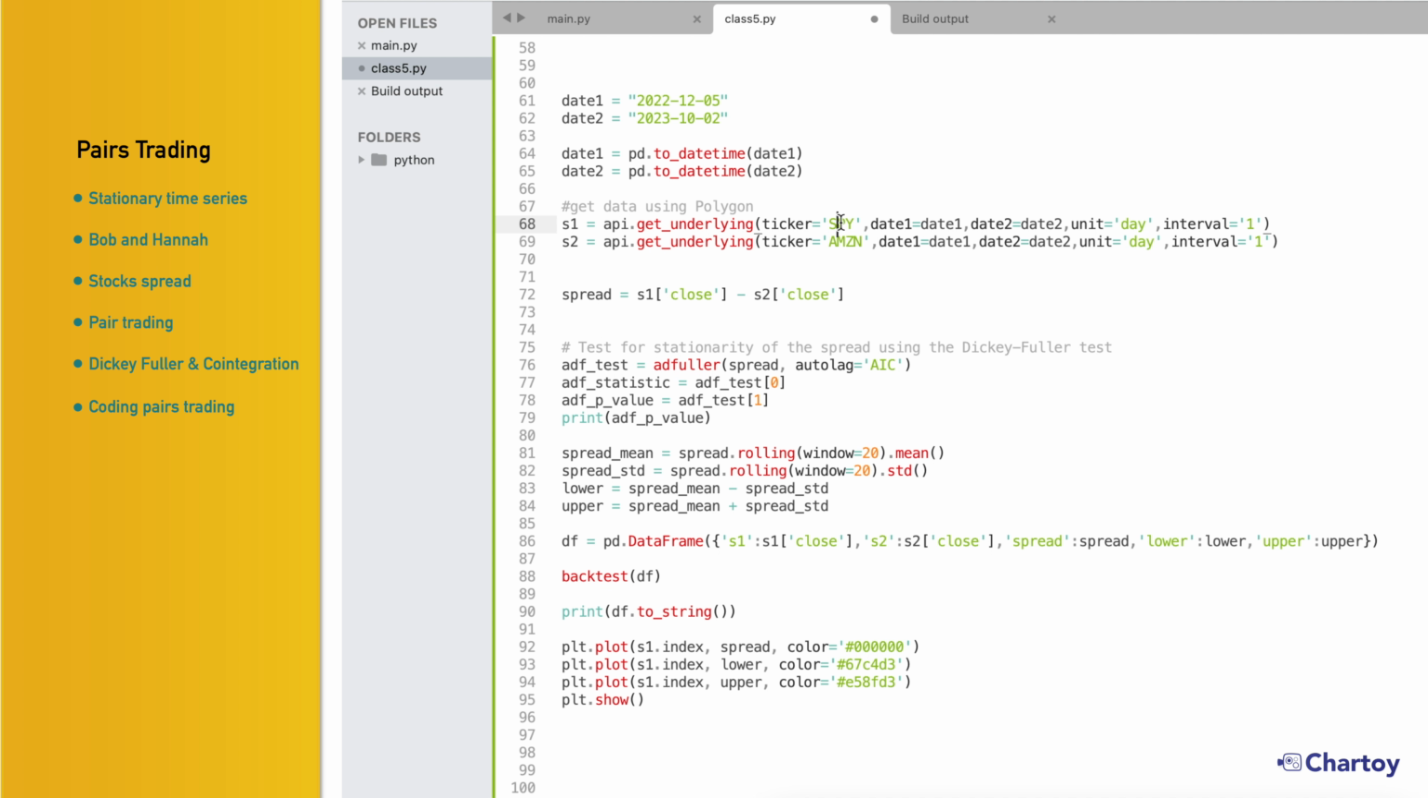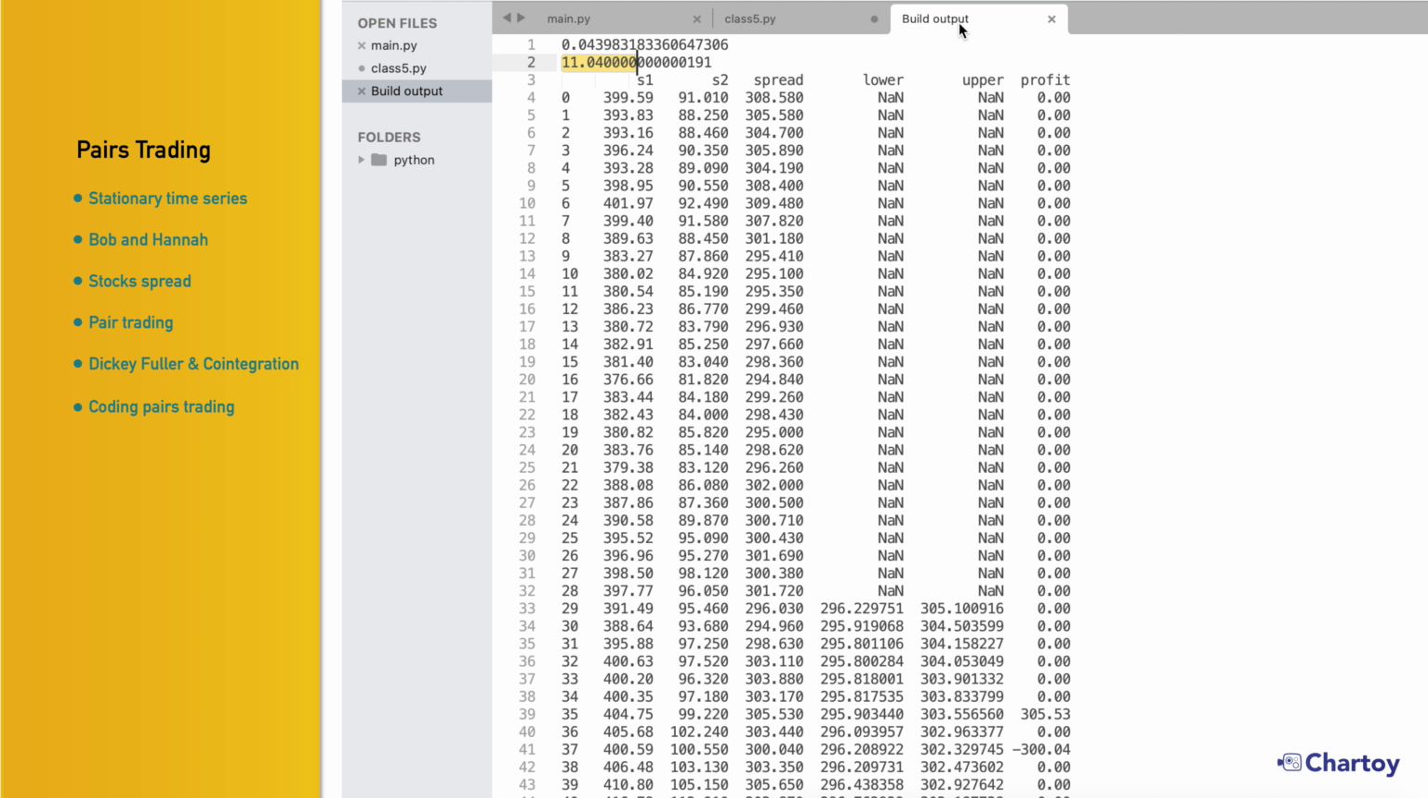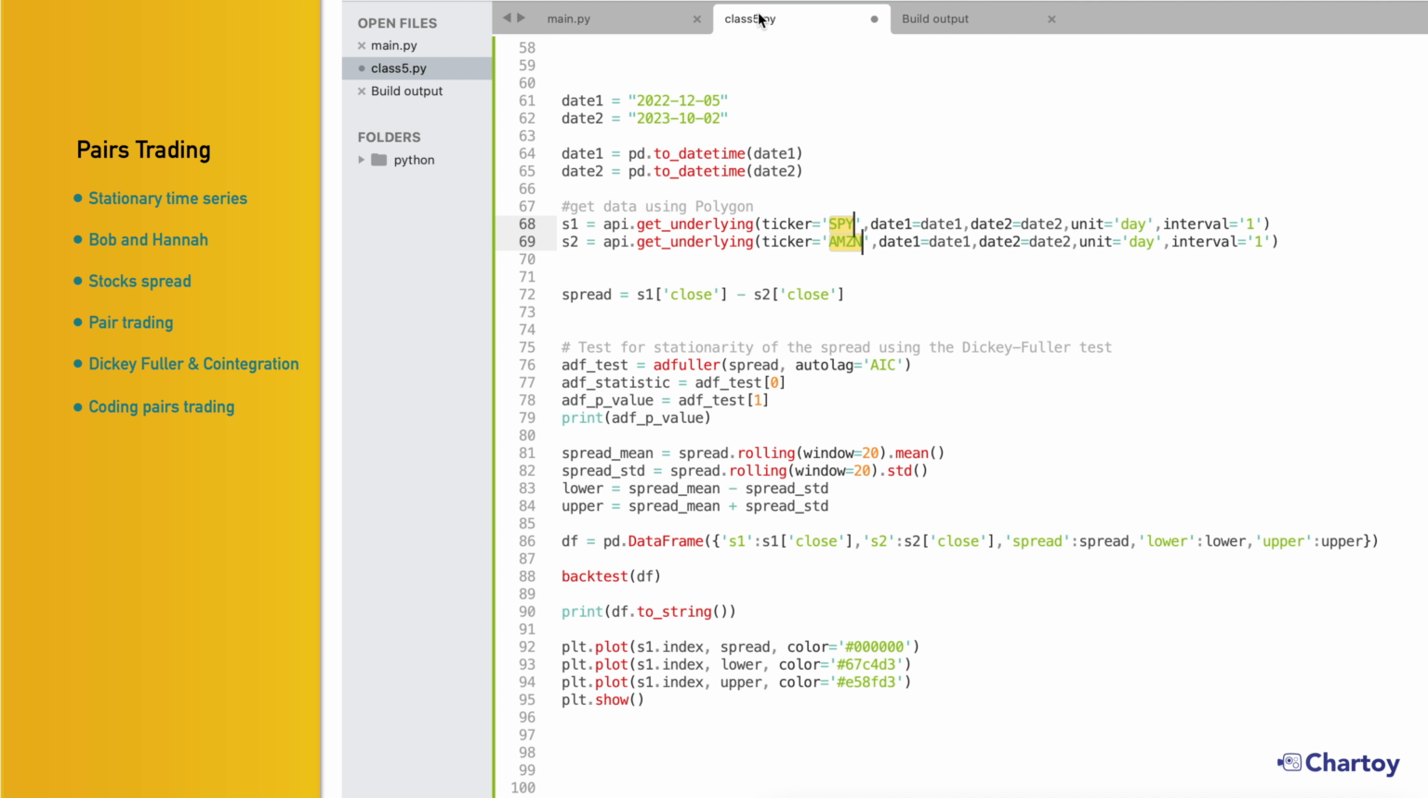Another important thing is that we chose here SPY and Amazon, and they gave us 0.04. That's the p-value of the Dickey-Fuller test, but not every two shares will provide such a good spread, such a stationary spread, and your job is to go ahead and find the right pair that have a good value of spread that you can work with for pairs trading. This is actually the hardest job here.